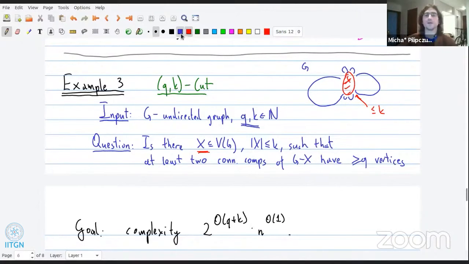In a sense that after removal of X, certainly the graph can be shattered into several connected components, but I do not want to have all the components apart from one very small. I would like to have at least 2 components of size at least Q. Yeah. So after removal of X, I would like to see 2 large connected components.